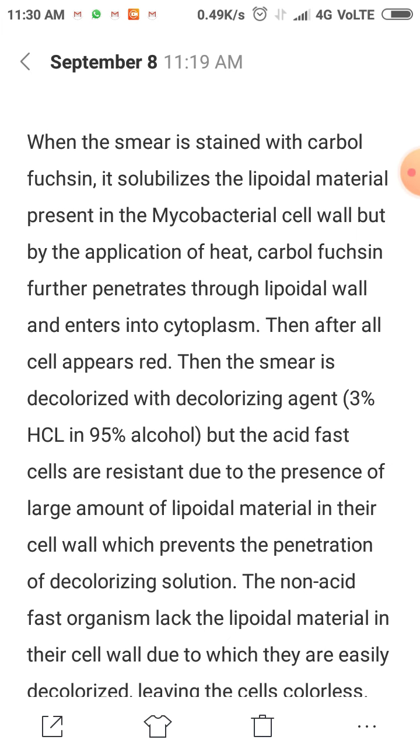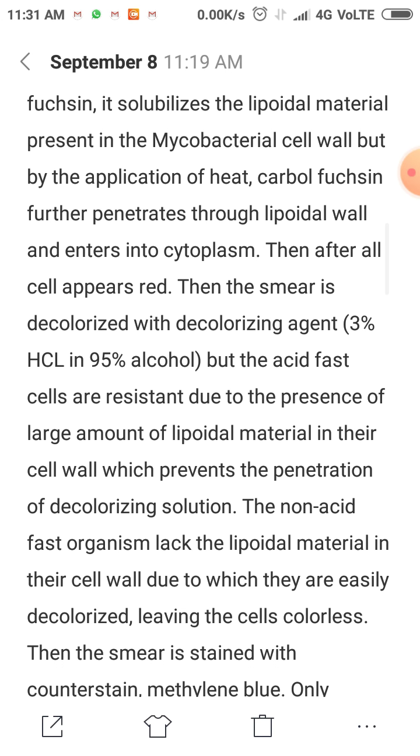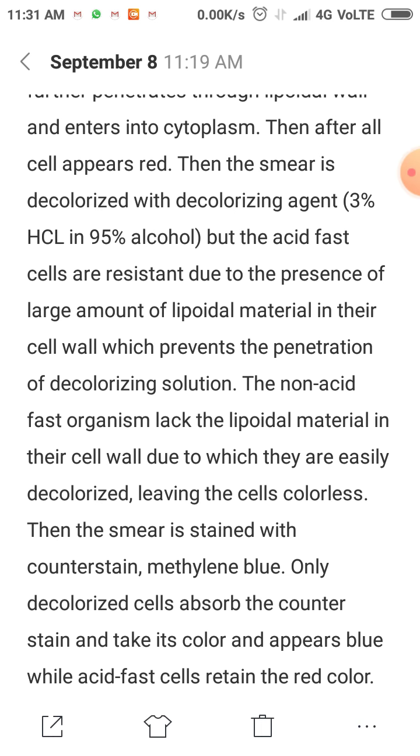This acid fast staining is also called, as I said earlier, Ziehl-Neelsen staining. It involves the following steps. First the smear is prepared, dried and heat fixed, and flooded with carbolfuchsin, the primary stain. It is heated for 5 minutes so that the carbolfuchsin starts to steam, and this heating helps the penetration of carbolfuchsin into the cell wall of bacteria, and the bacteria appear red. Then the decolorizing agent, acid alcohol, is used.